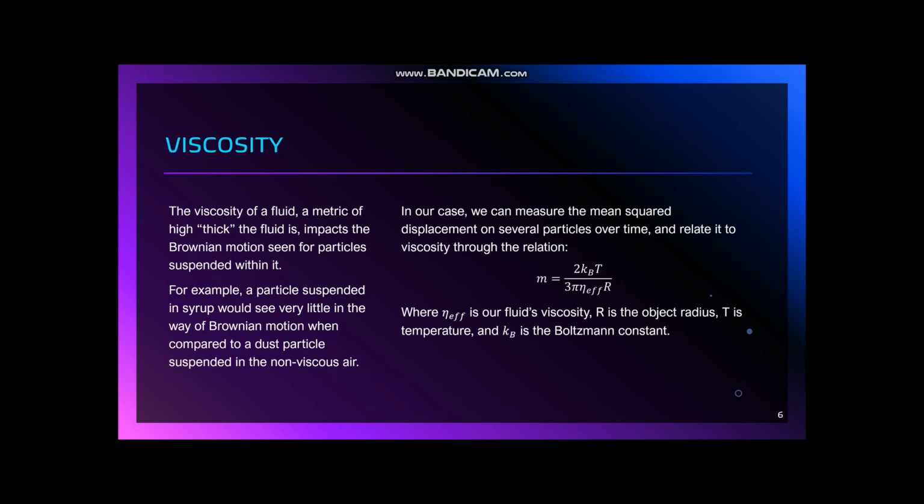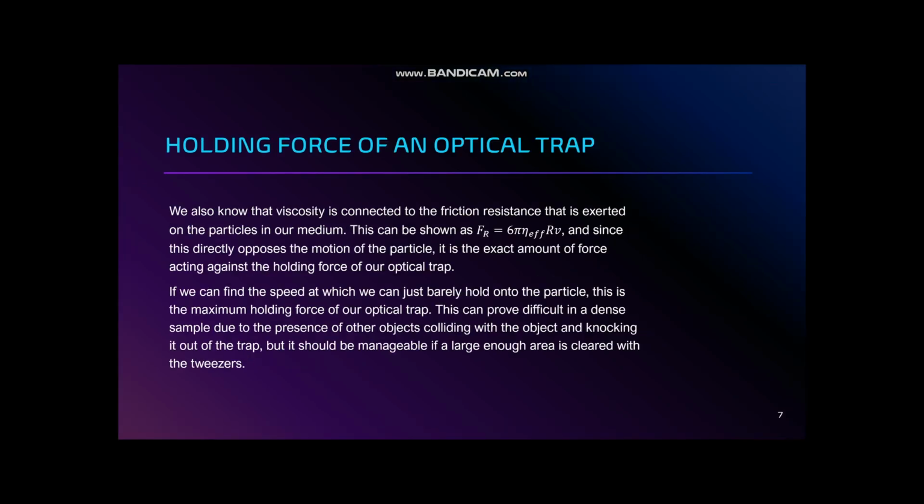For example, a particle in syrup would see very little in the way of Brownian motion when compared to a dust particle suspended in non-viscous air. In our case, we can measure the mean squared displacement on several particles over time and relate it to viscosity through this relation of m equals 2 times kb times t all over 3 pi n effective r, where n is our fluid's viscosity, r is the object's radius, t is temperature, and kb is the Boltzmann constant.